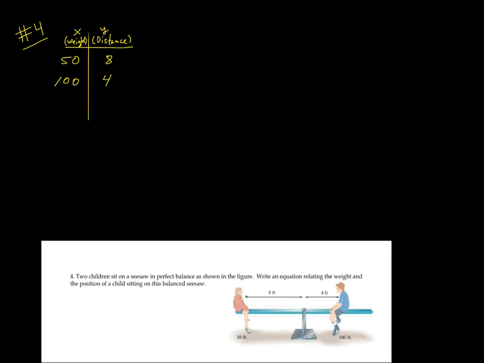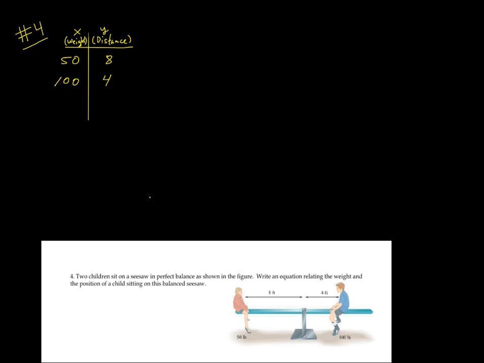Okay, so we have the one child on the left who weighs 50 pounds and is sitting 8 feet from the fulcrum, and then the other child weighs 100 pounds and is sitting 4 feet away from the fulcrum, and we're told that this seesaw is in perfect balance.